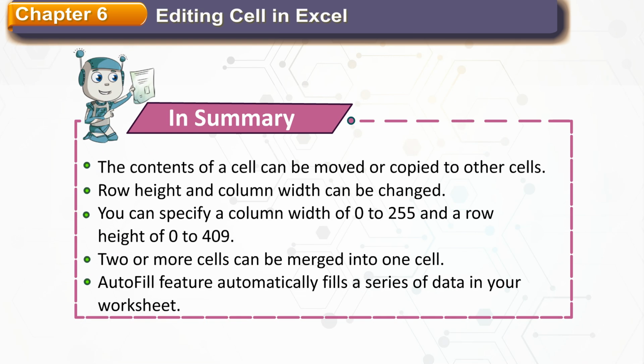In summary, the contents of a cell can be moved or copied to other cells. Row height and column width can be changed. You can specify a column width of 0 to 255 and a row height of 0 to 409. Two or more cells can be merged into one cell. Autofill feature automatically fills a series of data in your worksheet.